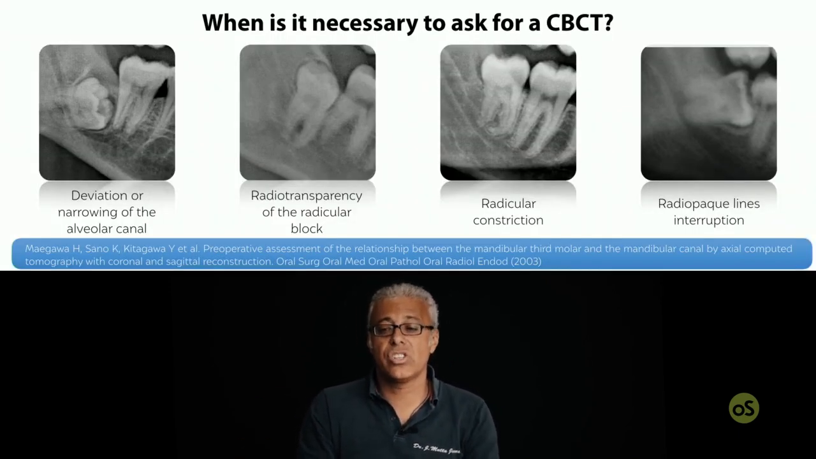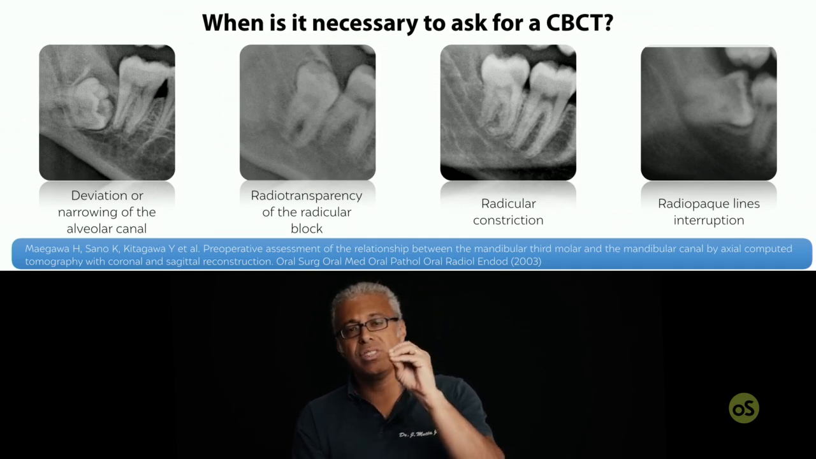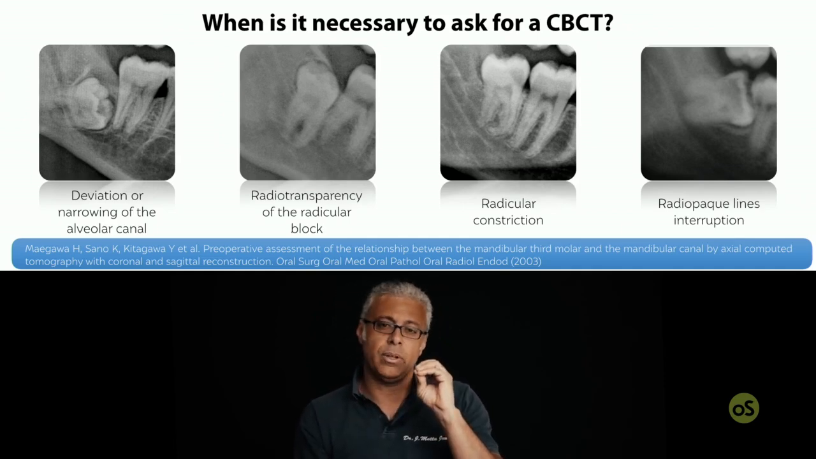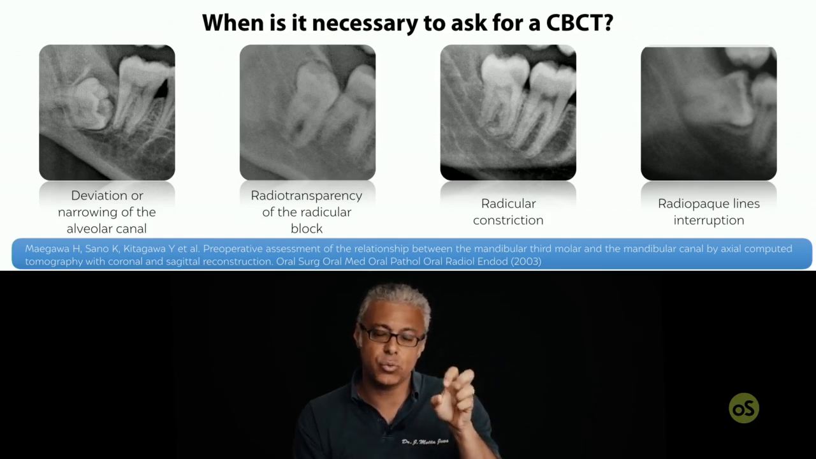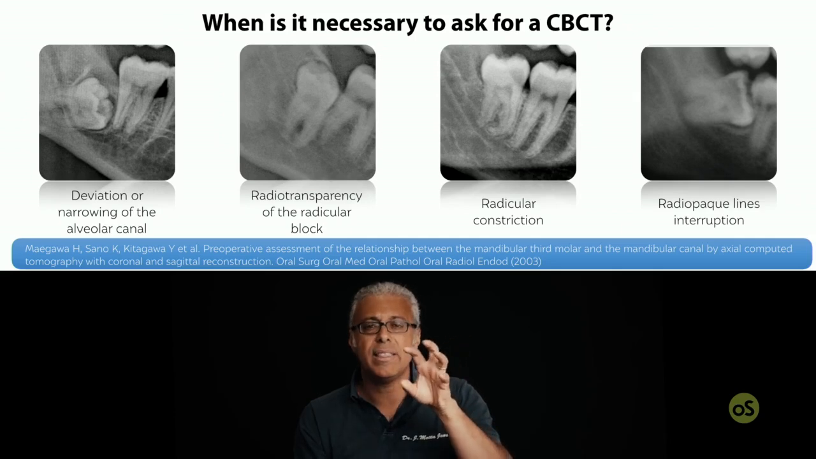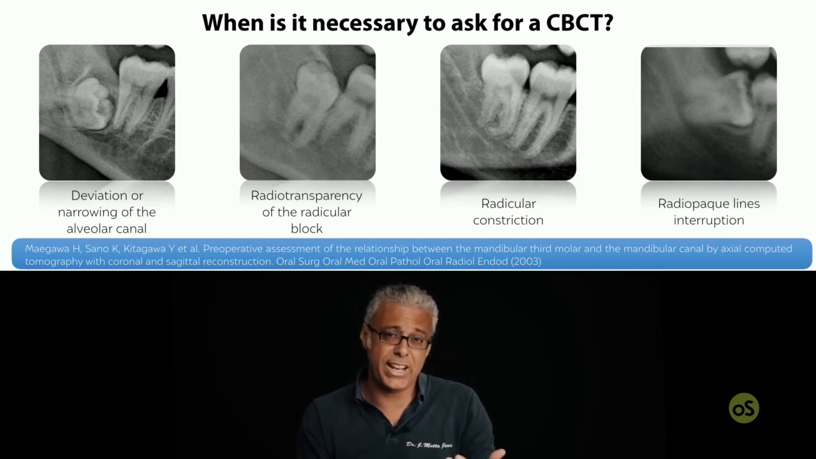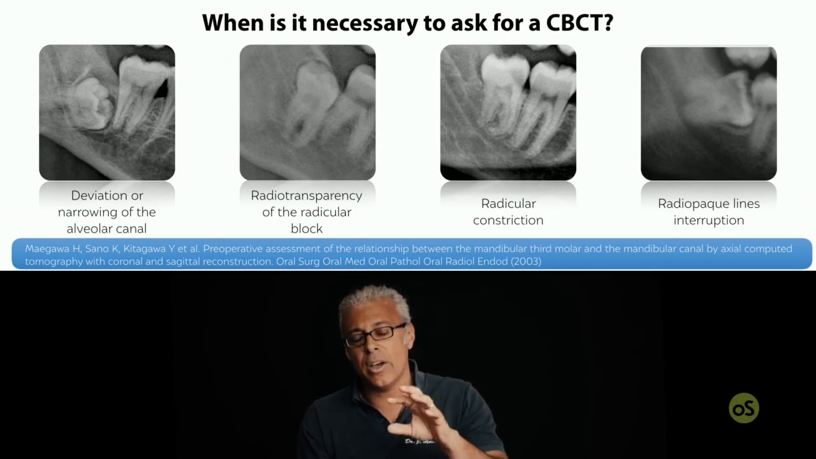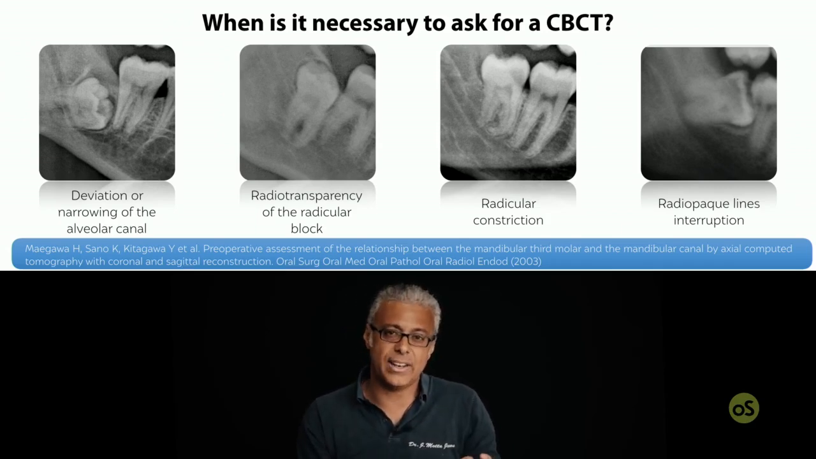But when is it necessary to ask for a CBCT? We know that we have to use the ALARA principle, which is as low as reasonably achievable, because we have to give the lowest dosage of X-rays to our patient. So as I said, the OPG, the panoramic X-ray, is the gold standard.